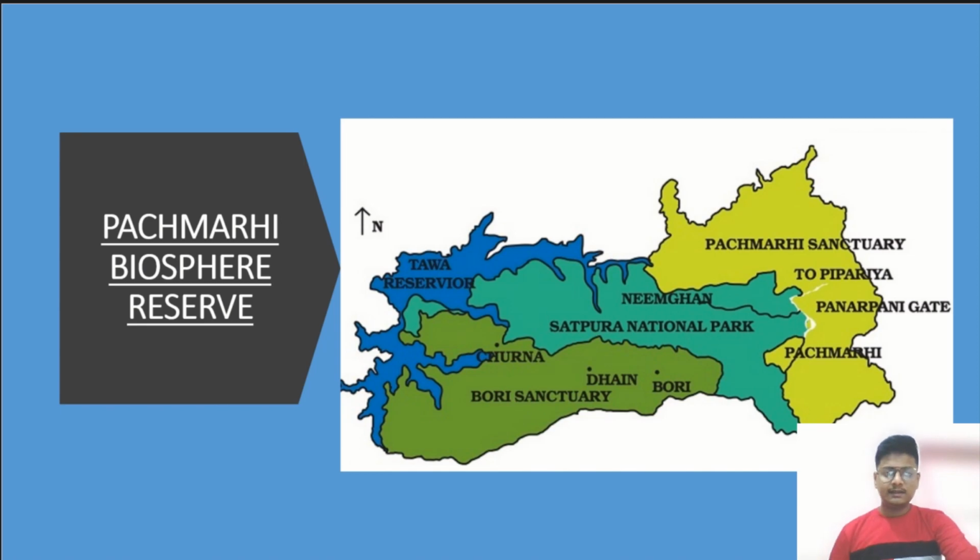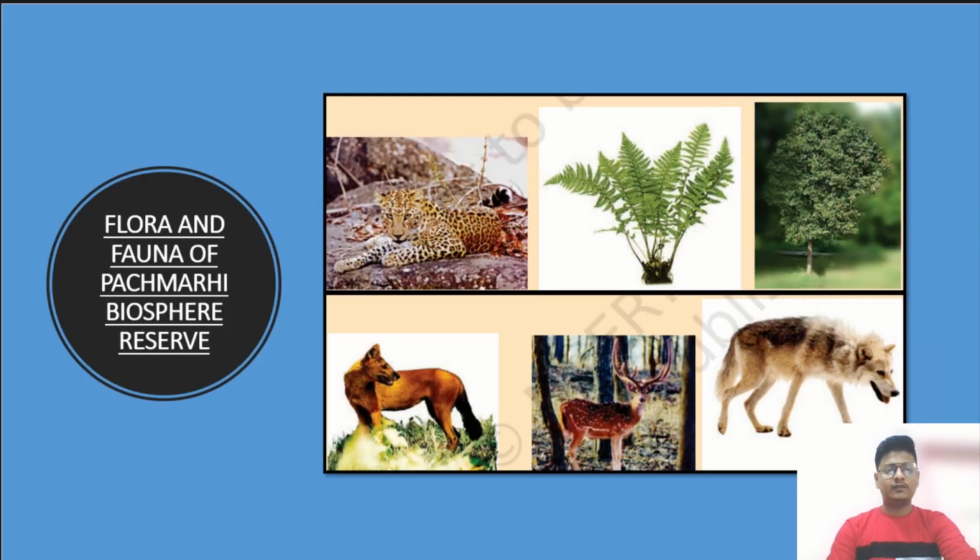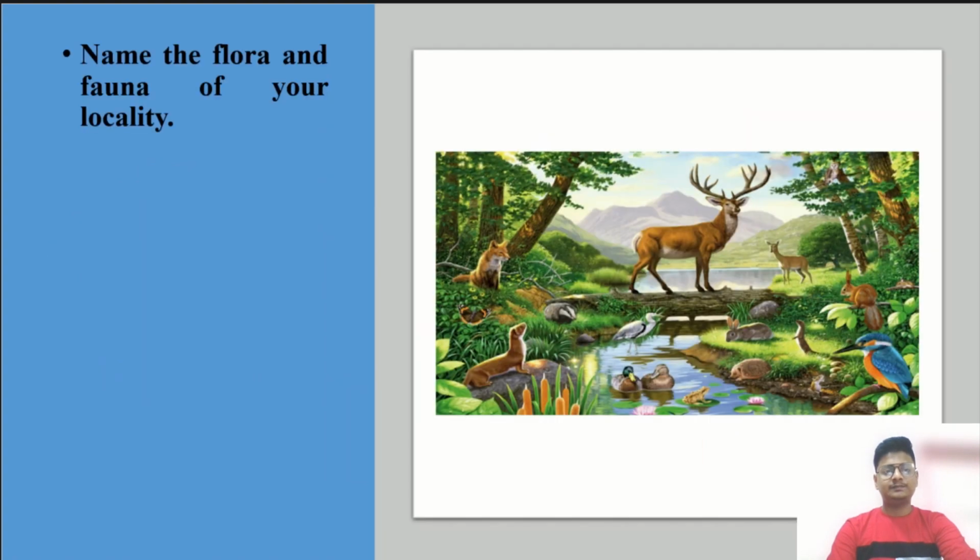See here, the Biosphere Reserve includes all these reserves, sanctuaries and national parks. We can see there are four different things over here which are included in this Biosphere Reserve. All of this is included in it. And now see, flora and fauna we can see over here. Are you able to see?